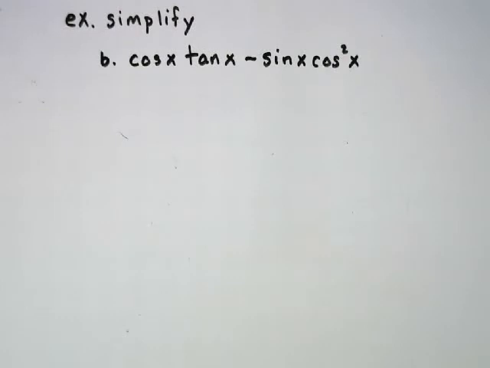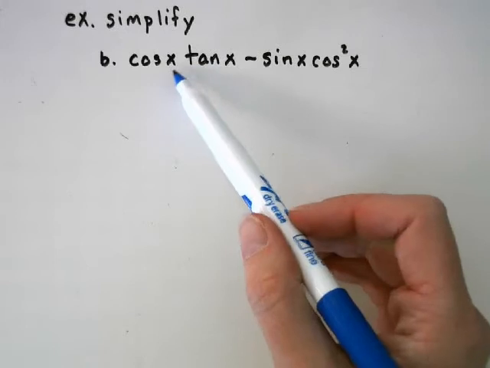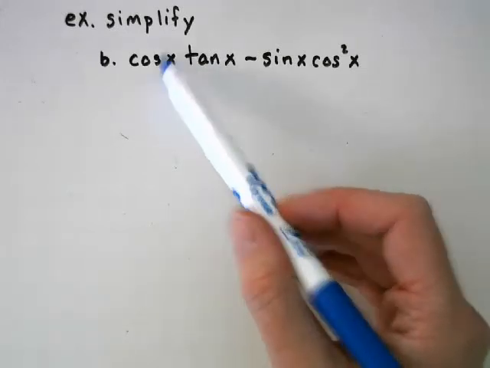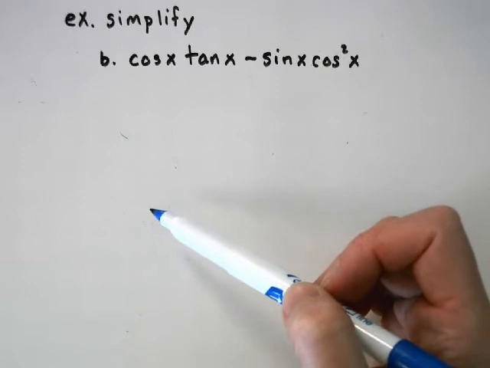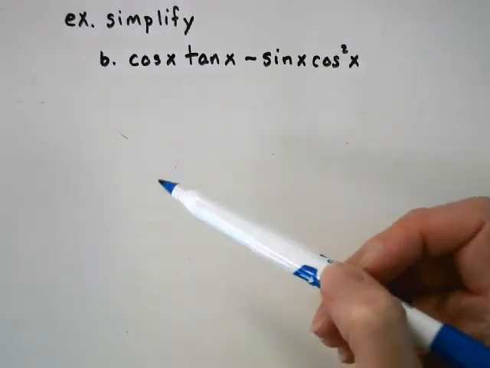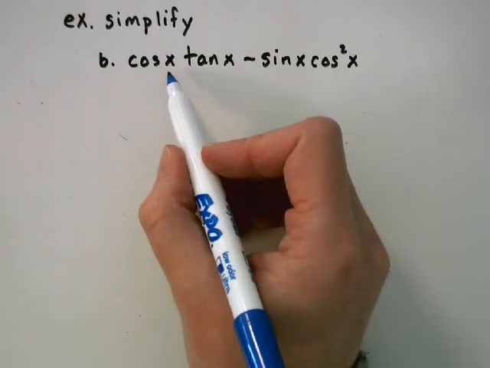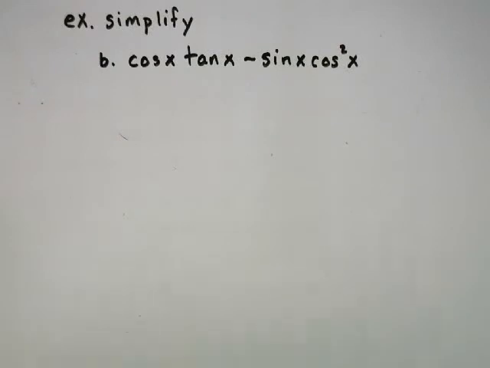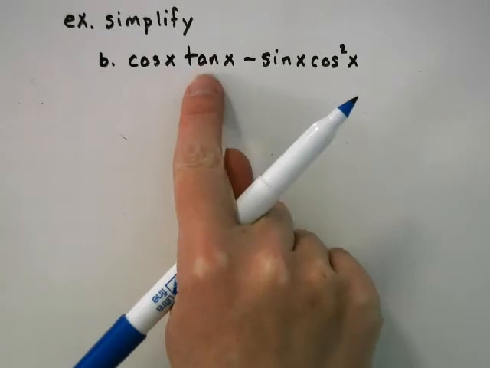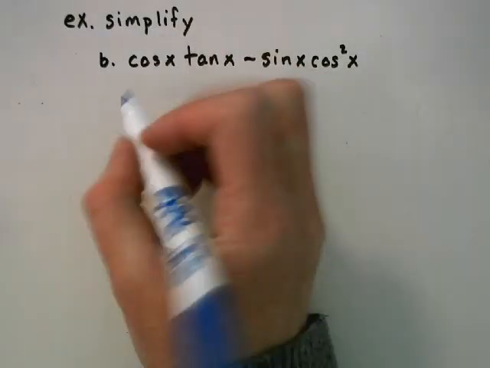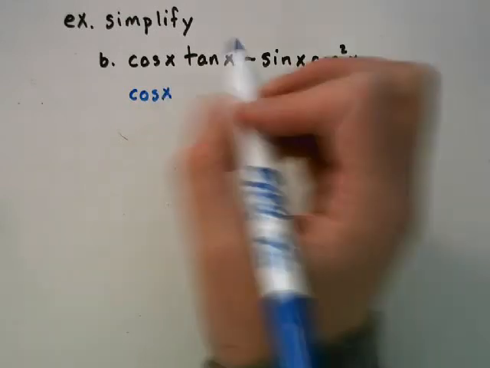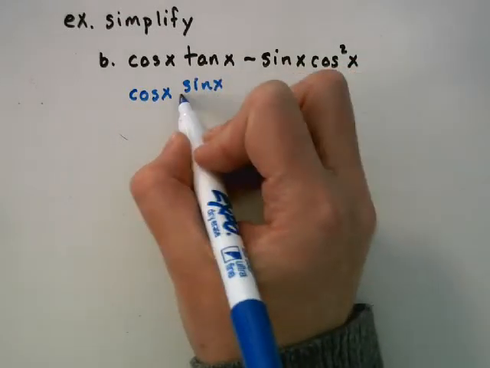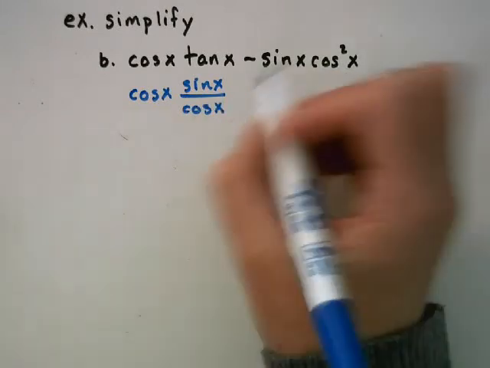Next one, cosine of x, tangent of x minus sine of x, cosine squared. We've been using theta, but there can really be any variable here. Theta is very common, x is very common, and you'll also see other things, alphas and betas and any other letters. One big thing that we're going to be doing over and over and over in this chapter is taking any trig function and substituting it in terms of sine and cosine. So in this case, the only thing that's not a sine or a cosine is this tangent. So I'm going to rewrite that as sine of x over cosine of x.